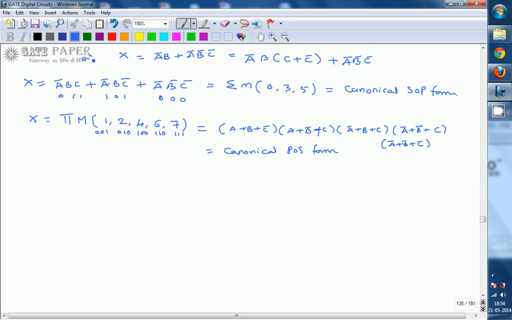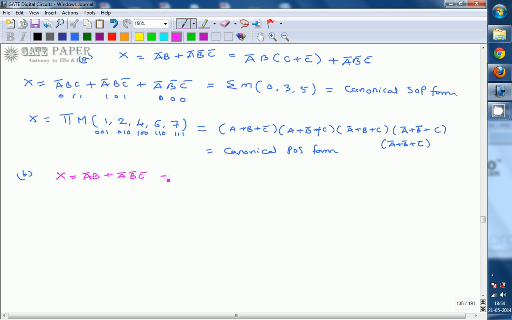Now this is the first part of the given question, and the second part is this one. In the second part, you are going to implement the given expression by using two 2 to 1 multiplexers. The given expression is x is equal to a bar b plus a bar b bar c bar.